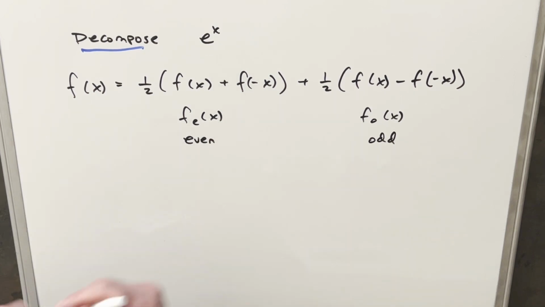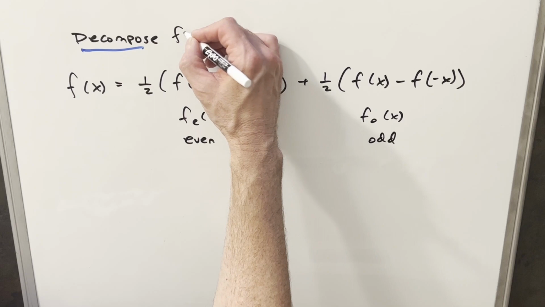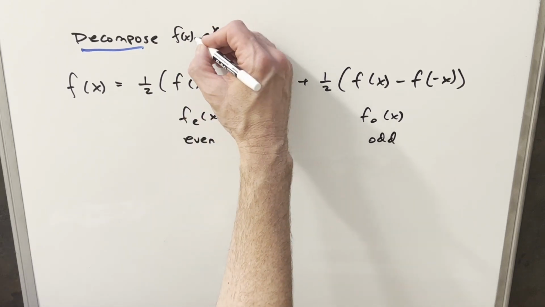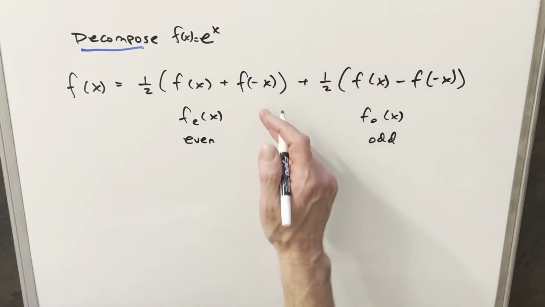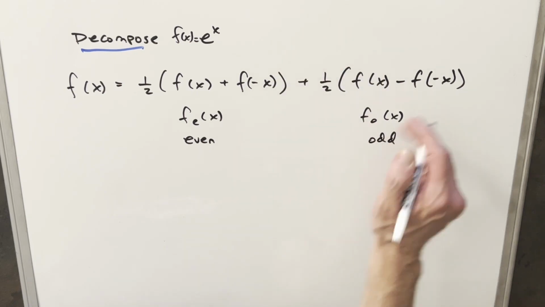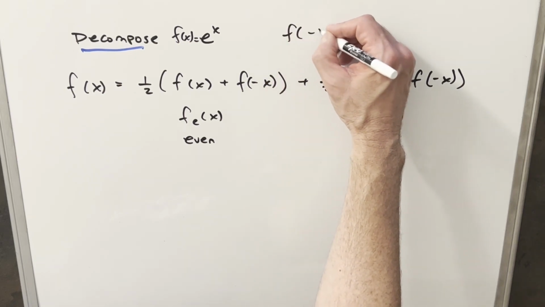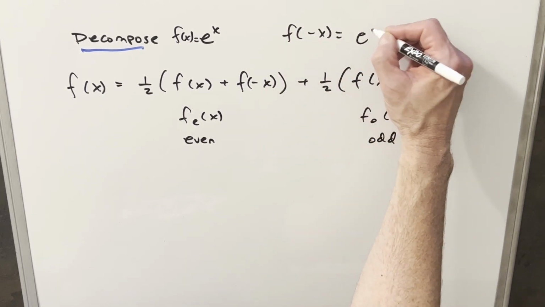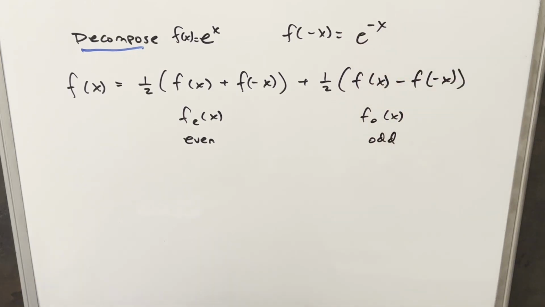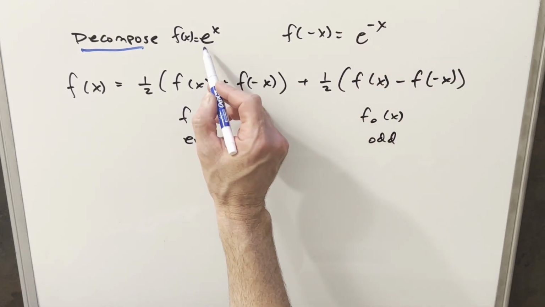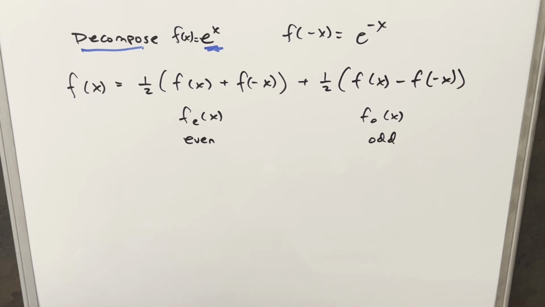So to get started, I want to just make clear that this e to the x is going to be our f of x that we're trying to decompose. And then we also can find our f of minus x that we're going to need for this formula. So f of minus x is going to be just e to the minus x.